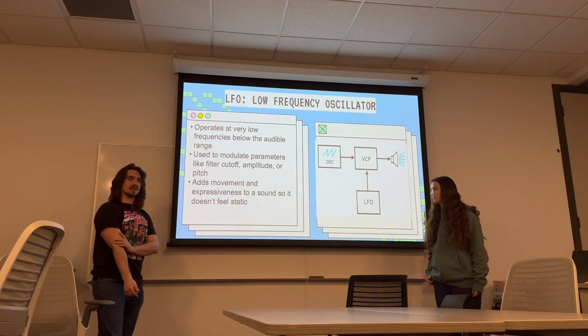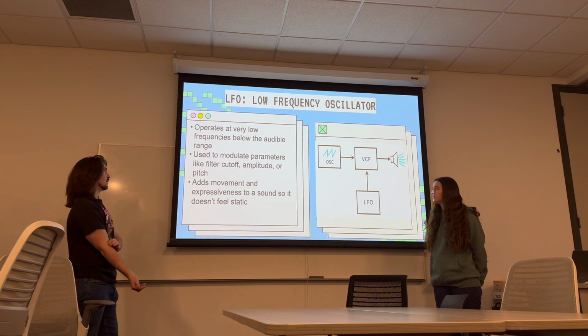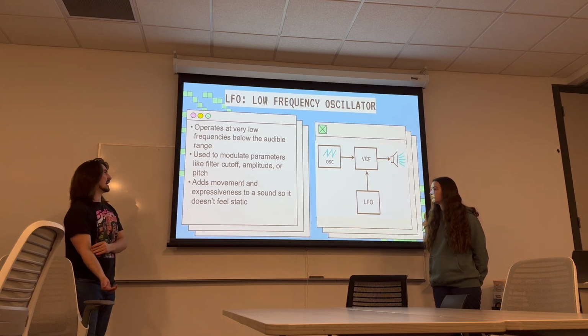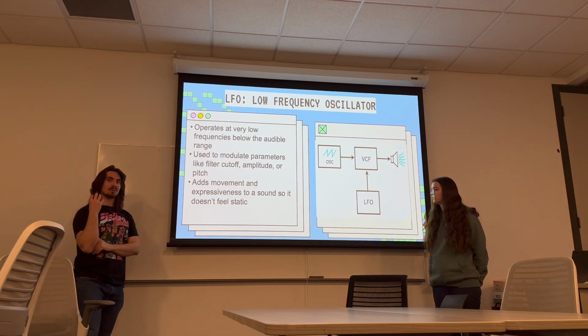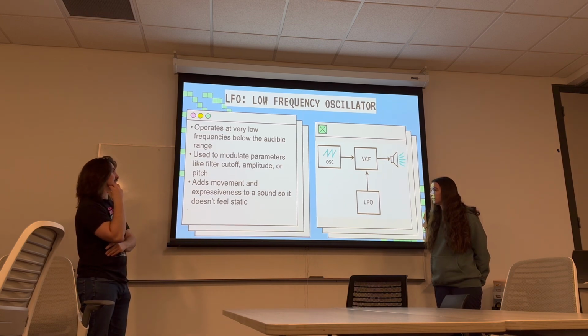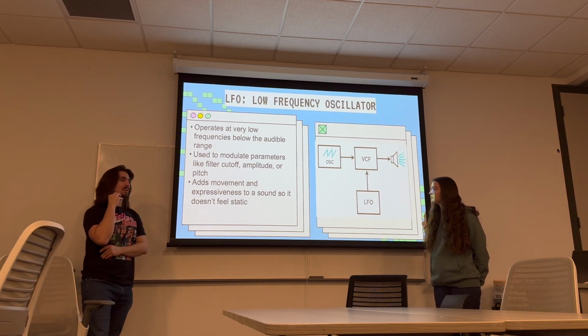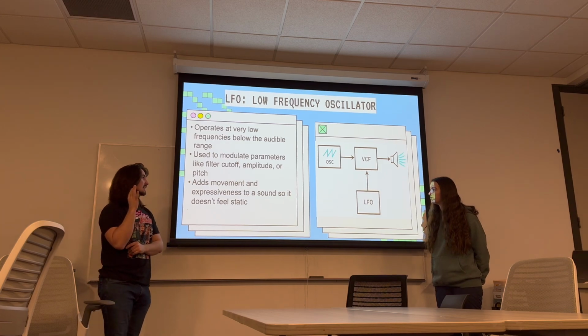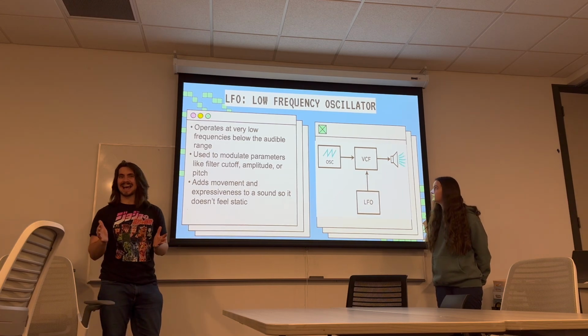So one of the other things we tried out for testing this is the low frequency oscillator. It operates at very low frequencies below the audible range that we can hear, and it's used to modulate parameters like filter cutoff, amplitude, and the pitch. It adds movement and expressiveness to a sound so it doesn't feel static.